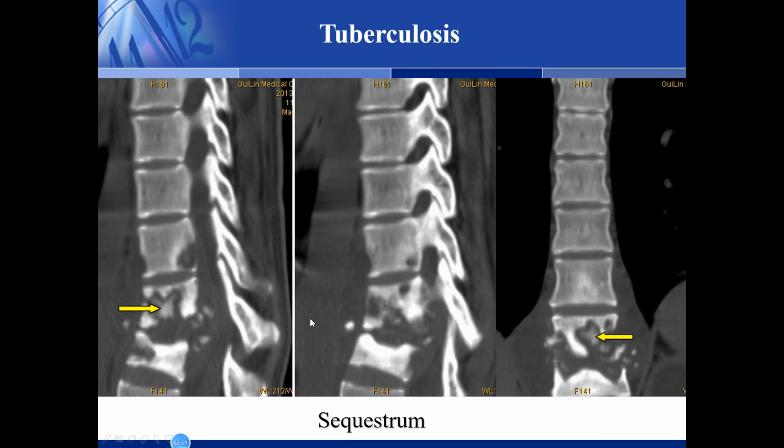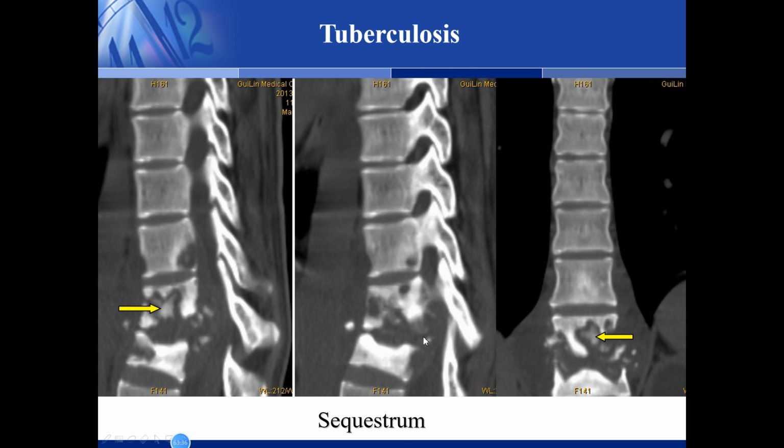And here is the CT sagittal view. We could find the destruction. Here is the destruction of bone. In the destruction of bone, we could find the sand-like sequestrum. Here is the sequestrum in it, and the disc space is narrow.